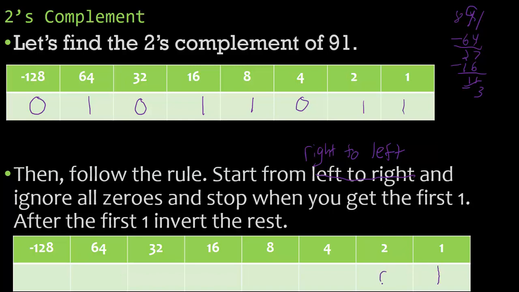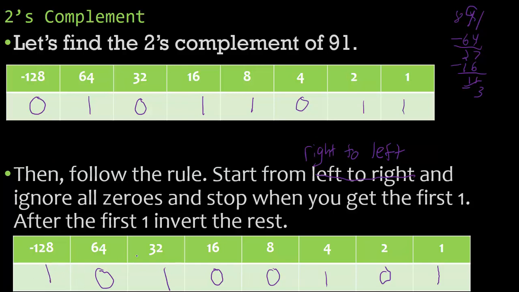This 1 becomes a 0. This 0 becomes a 1. This 8 becomes a 0. This 16 becomes a 0. This 32 becomes a 1. This 1 becomes a 0. This negative 128 where I have a 0 becomes a 1.